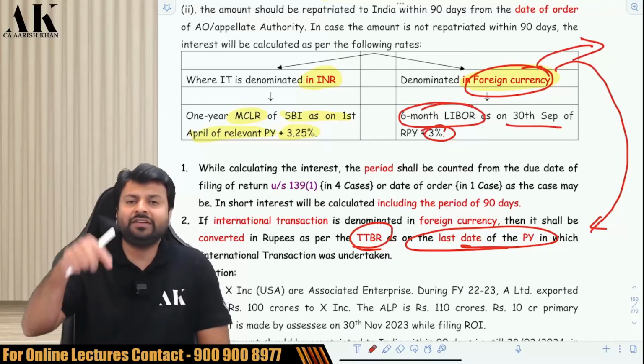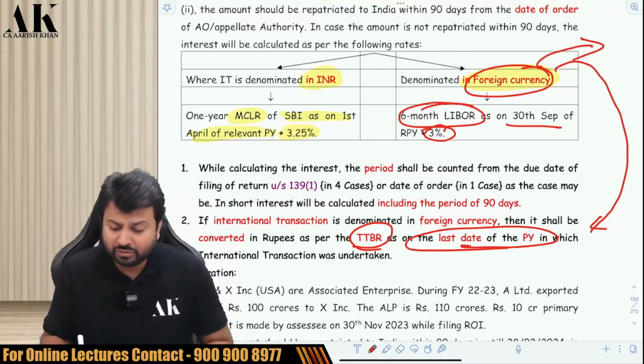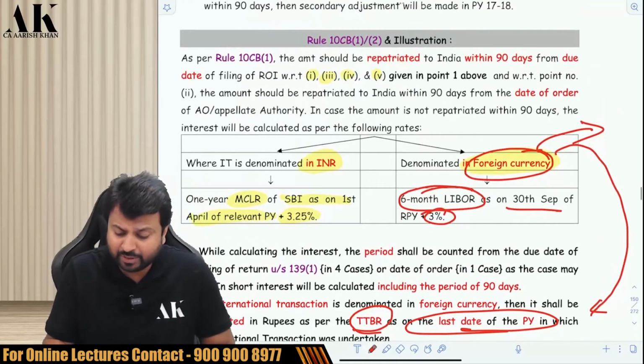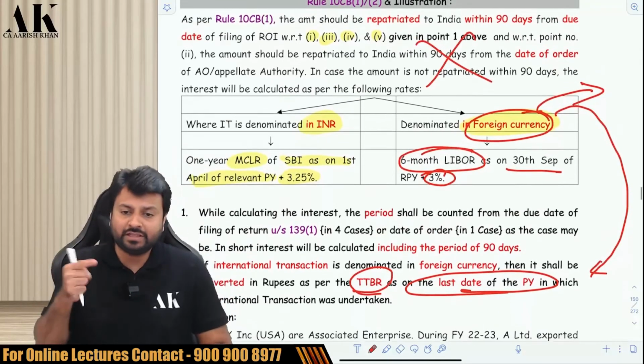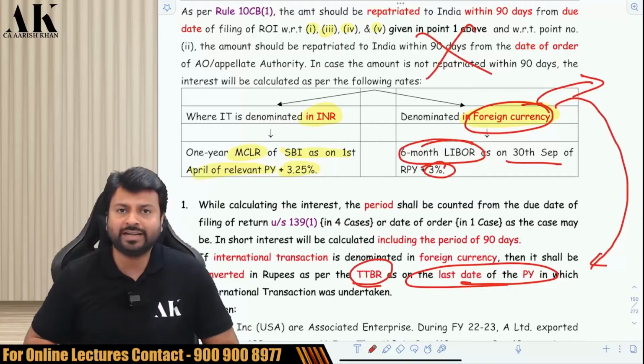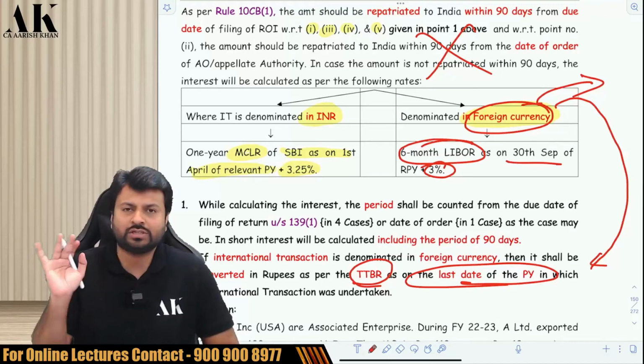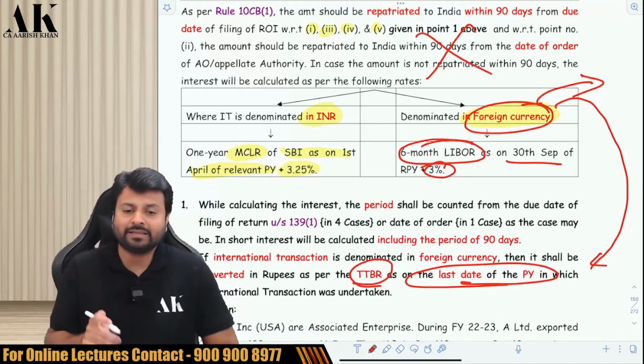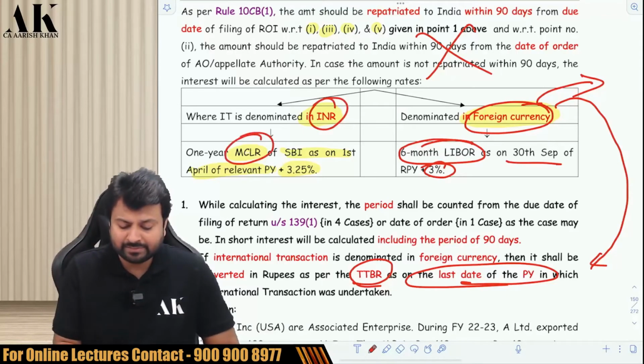So first you have to identify the transaction. When are you going to do that? When you do not bring back the money within the stipulated time. If you do not bring back the money within the stipulated time, at that time you are going to do all these things. If you bring back the money within the stipulated time, then there is no need to charge any interest, there is no need to charge any tax. But if you do not bring back the money and if the transaction is in INR, then MCLR as on 1st April of the relevant previous year plus 3.25%.